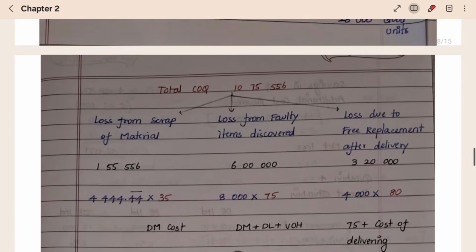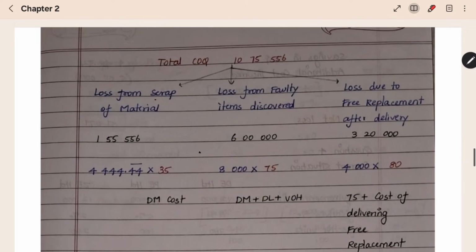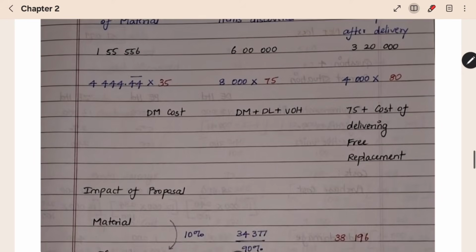So in this question, the material is scrapped before delivery to the customer, so it is an internal failure cost. Faulty items production, that is also found out before delivery to the customer, internal failure. This is sales returns after delivery to the customer, he is sending it back to you, so that is an external failure cost. You have to classify it accordingly and show it as a statement. That's all in this question.